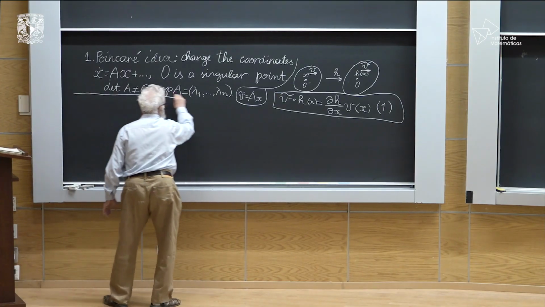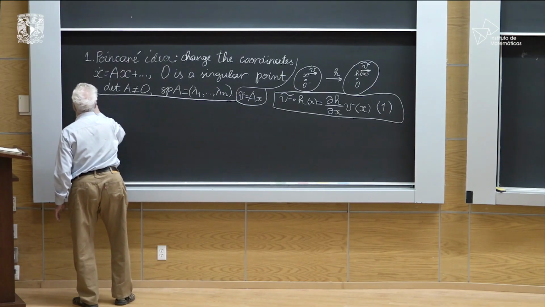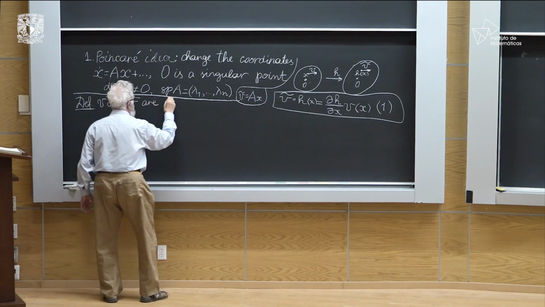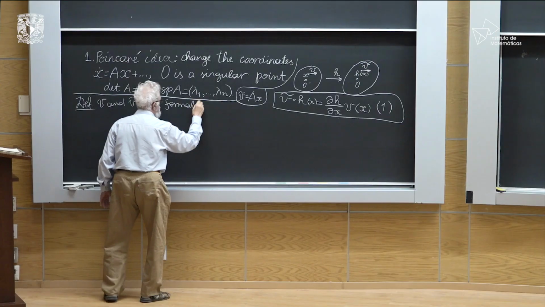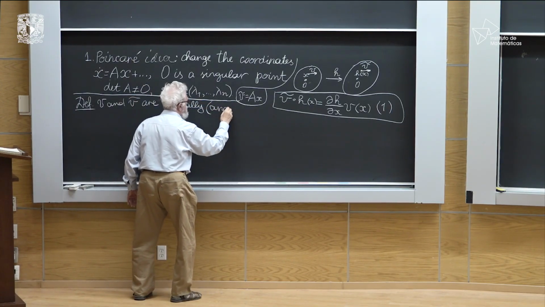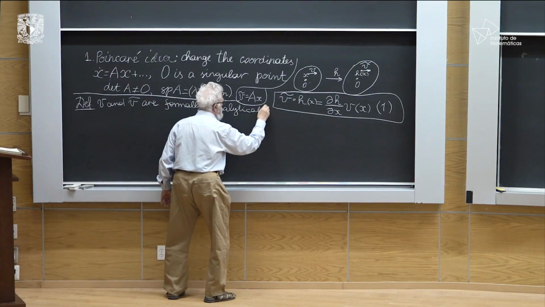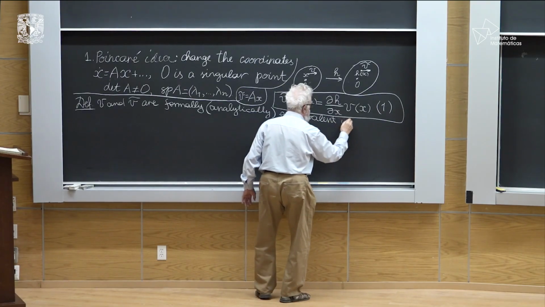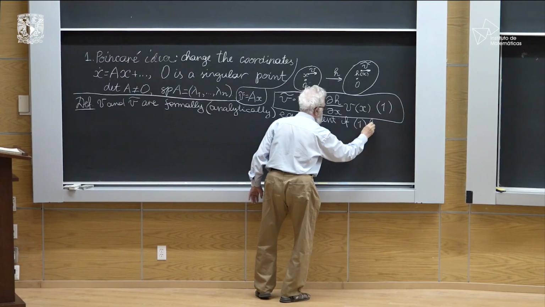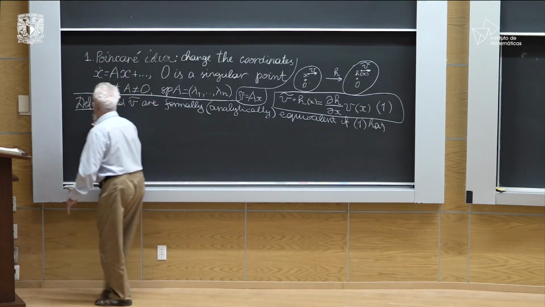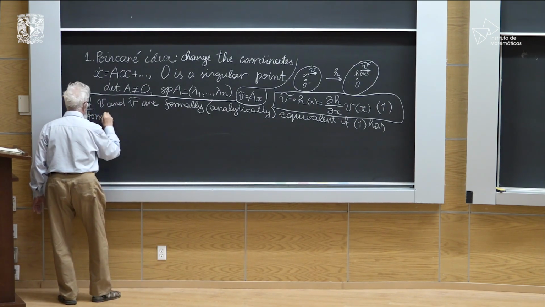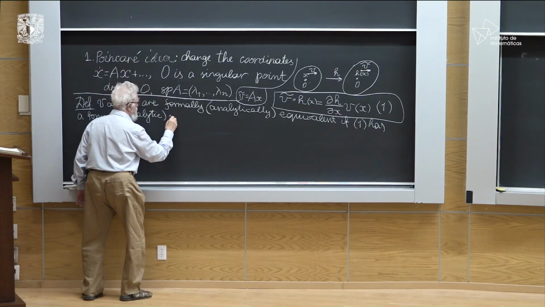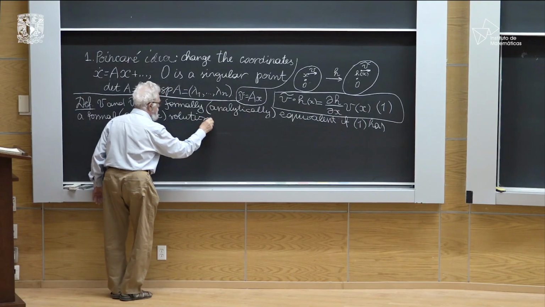So I give a definition. V and V tilde are formally or analytically equivalent if equation 1 has a formal or analytic solution H.